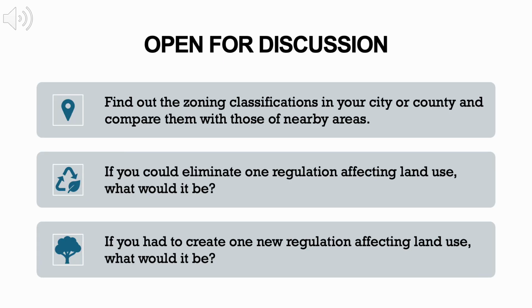Open for discussion. Find out the zoning classifications in your city or county and compare them with those of nearby areas. If you could eliminate one regulation affecting land use, what would it be? If you had to create one new regulation affecting land use, what would it be?